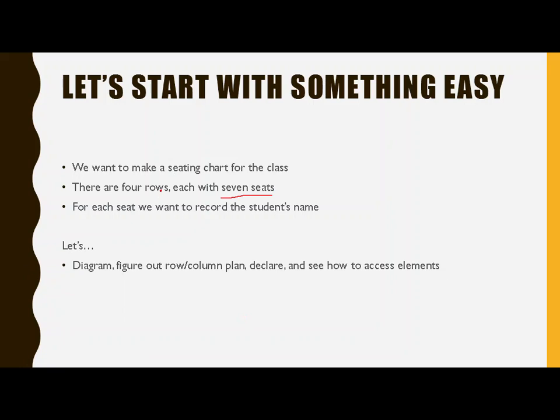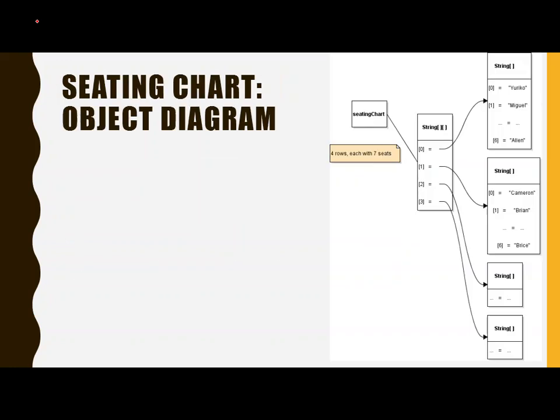But for each seat we want to record the student's name, right? So that gives us the idea that at the core we're going to be storing strings, right? So first let's figure out, as we usually want to, okay, let's diagram this. How would we represent a 2-dimensional array in an object diagram? Well, remember that they are arrays of arrays. So we might have a seating chart variable in main or something like that, and each of those is then going to point to one of the rows. Right? We're thinking of the rows as the major thing.